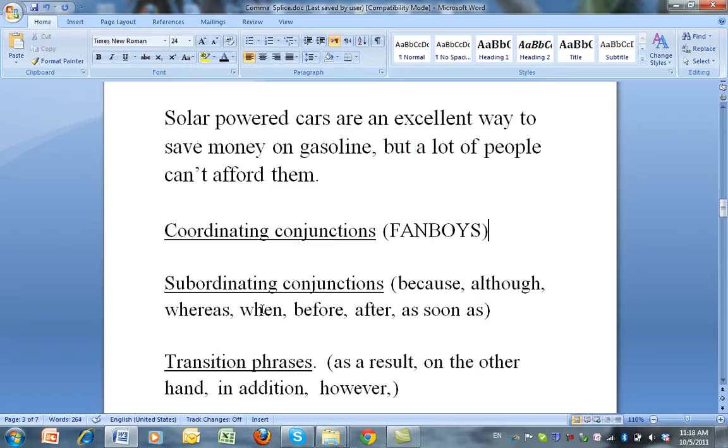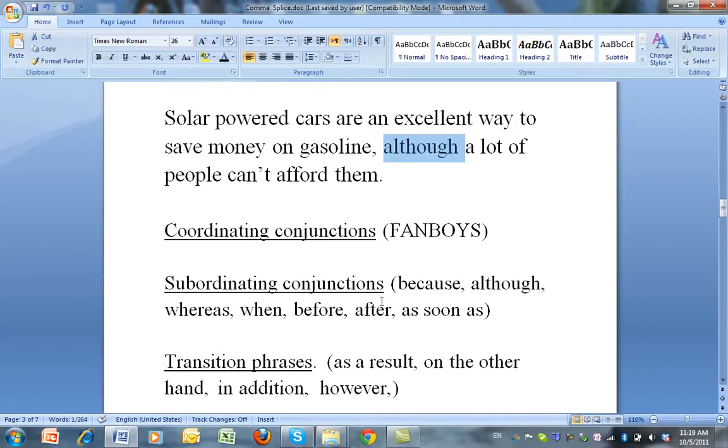If we were to use a subordinating conjunction, we would have to find a word here that shows contrast. And that word is although. There you go. Solar-powered cars are an excellent way to save money on gasoline, although a lot of people can't afford them. Now this is a good sentence. This is a complex sentence because it uses a subordinating conjunction. So everything is going well.